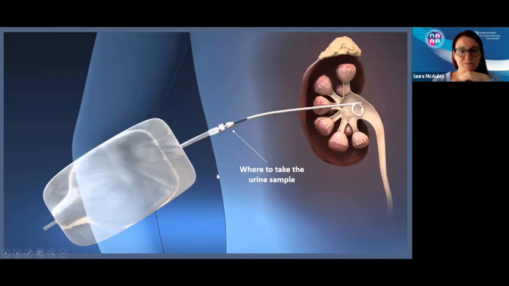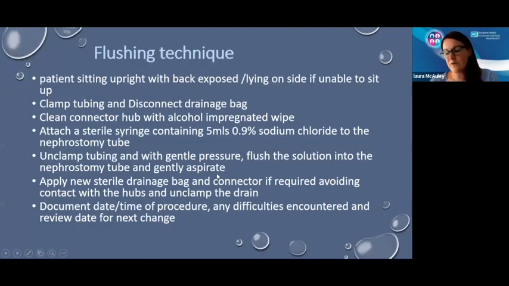The other thing that we often get asked to help with is flushing the nephrostomy. So this may be if the patient notices that they're feeling a bit uncomfortable, if there's a bit of bypassing at the site of insertion, or if it's noticed that there's a poor urine output from the nephrostomy bag. So again, similar process: patient sitting upright, if you can, clamp the tubing, disconnect the drainage bag, clean the connector hub, and then at this point, you're going to attach a sterile syringe containing about 5 mLs of sodium chloride to the nephrostomy tube.